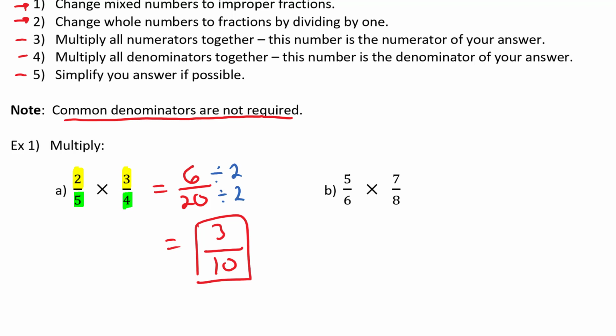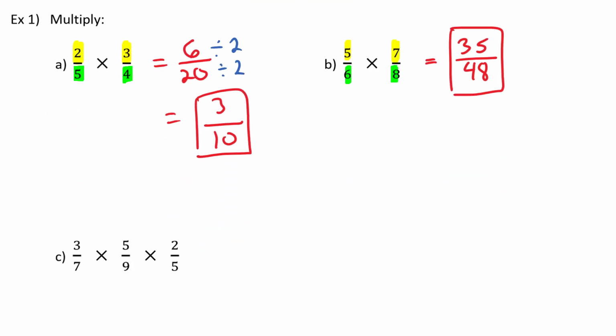Next up, we have 5 over 6 times 7 over 8. Again, multiply the numerators, multiply the denominators. Here we get 5 times 7, which is 35, and 6 times 8, which is 48. Ask yourself, can it be simplified any further? It cannot. Therefore, that is the final answer. Let's try this one now.